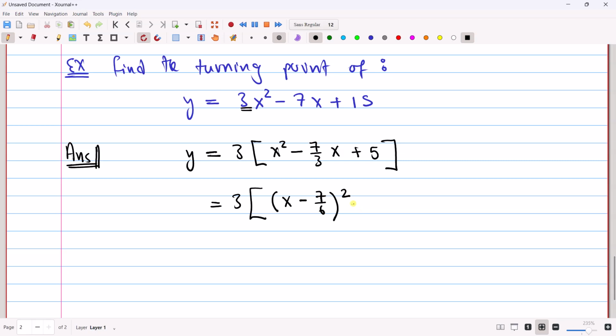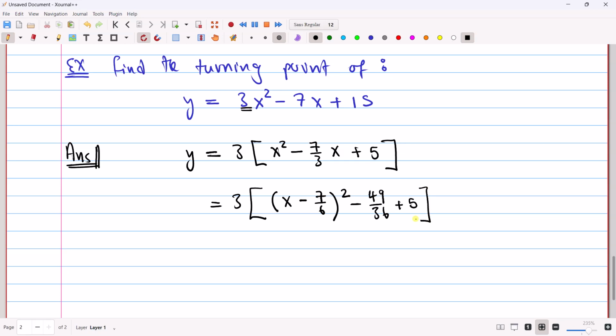Always remember, after closing the bracket, there is always a negative that comes. What follows after that negative is always the square of the number in the interior. So you take the number that is inside the bracket and square it. If you square 7 over 6, you will get 49 over 36. Then you bring in the plus 5, which is remaining there, and then we have that.